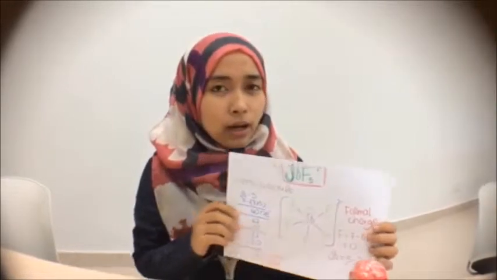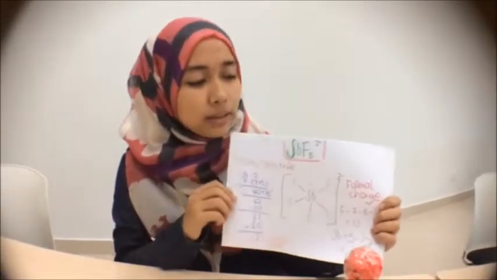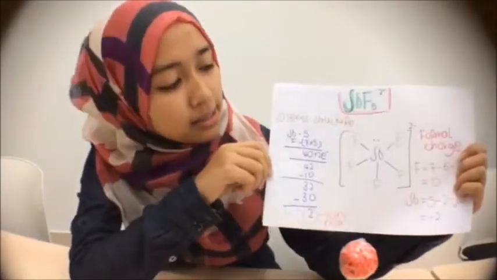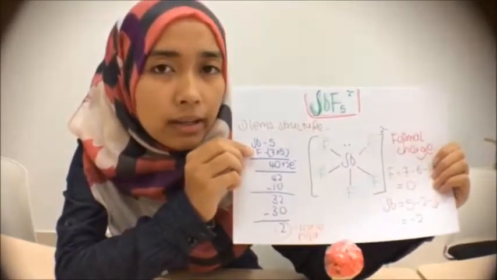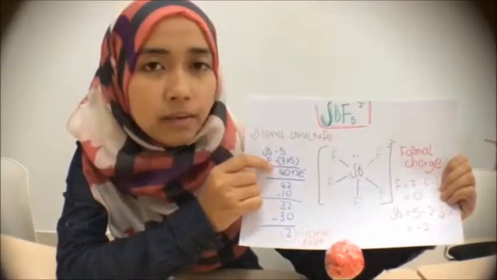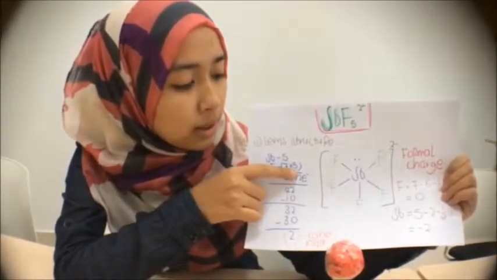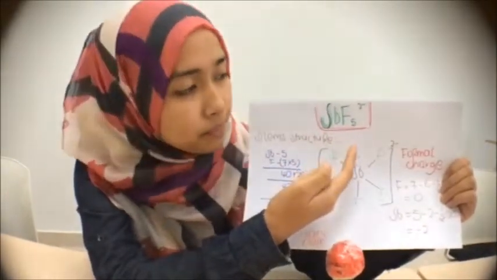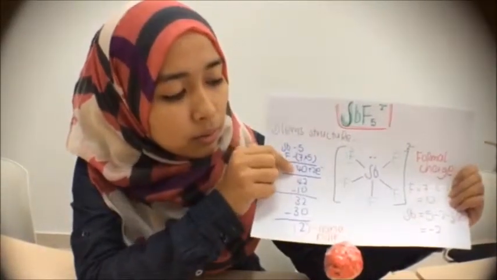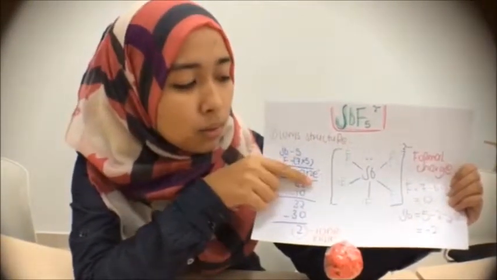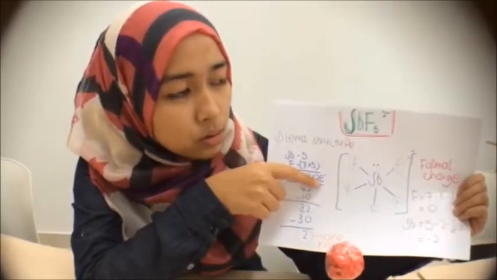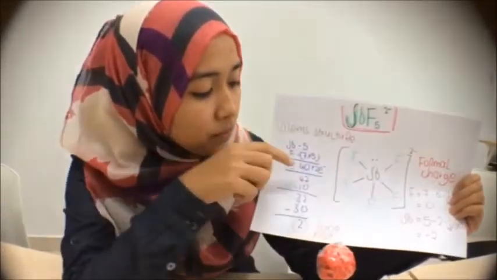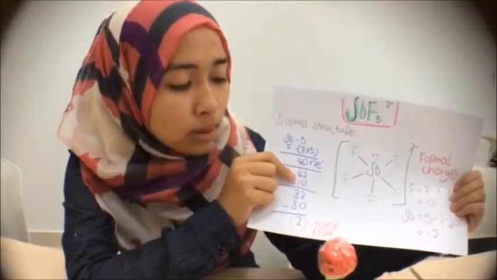Assalamualaikum. Now I will introduce antimony pentafluoride. First, as you can see, antimony has 5 valence electrons and fluorine has 7 valence electrons. We will multiply it with 5 as there are 5 fluorine atoms. And altogether we have 40 valence electrons. We will add 2 electrons as it has a negative charge. So we have 42 electrons.